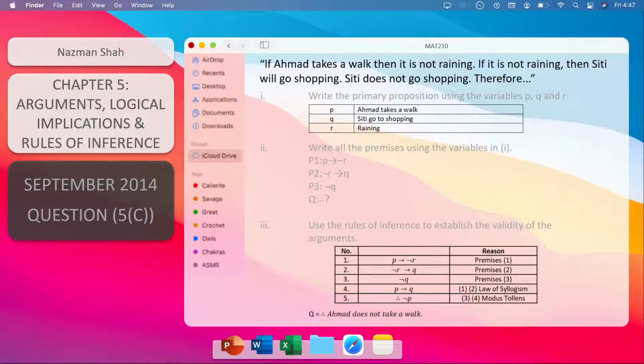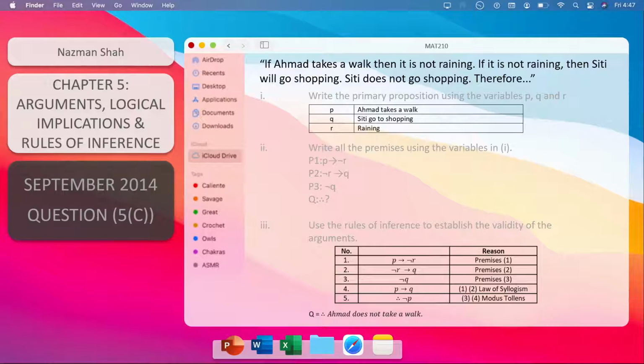Firstly, we have to create a table. There will be 3 columns, which is the number column, an empty column and the reason column. For the number column, we will insert all the numbers. For the empty column, we will fill it with all the premises, and for the last column, we must fill it with the reason. For number 1 till 3, we will fill it with the premises given in question number 2, which is P implies not R and so on.